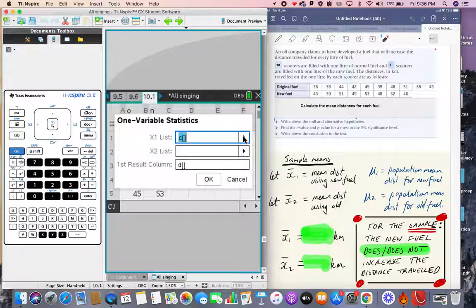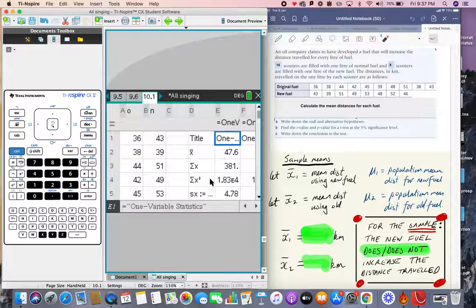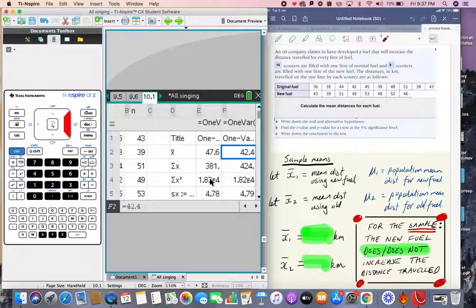So the x1 list. Well, actually, can you see on the iPad here, I've very specifically called x bar 1 the mean distance for the new fuel, and x bar 2 here is the mean distance of the old fuel, and there's a reason for that when we get to the testing. So let's have a look. x1 is the mean distance of the new fuel, and x2 is the mean distance of the old fuel. Okay, and down here you can see 47.6 for the new, and compare that to the old of 42.4.